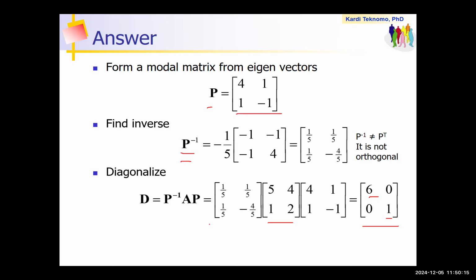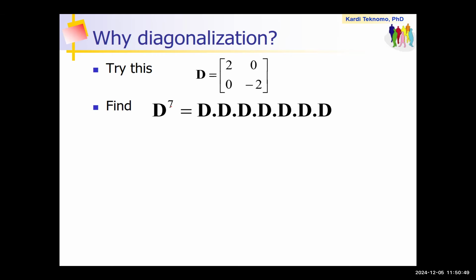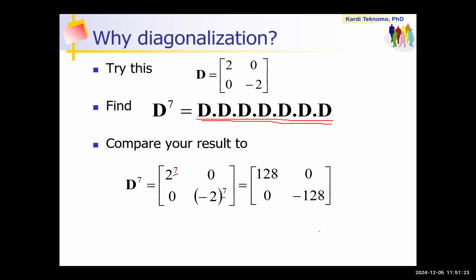For example, here, I want to compute D exponent 7. What you will do, you will multiply 7 times, right? But if you use a diagonal matrix, you don't need to calculate like this. All you need to do is D exponent 7 is the same as each element exponent 7. You see? Each element in the diagonal exponent 7. That's it. So if you have a diagonal matrix, it will behave like a scalar. That's why diagonal is important.